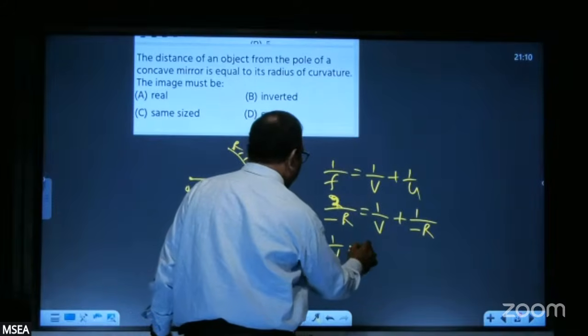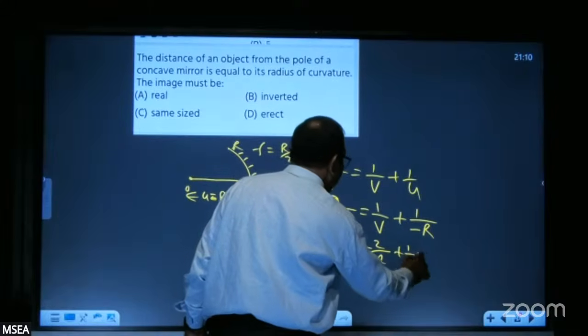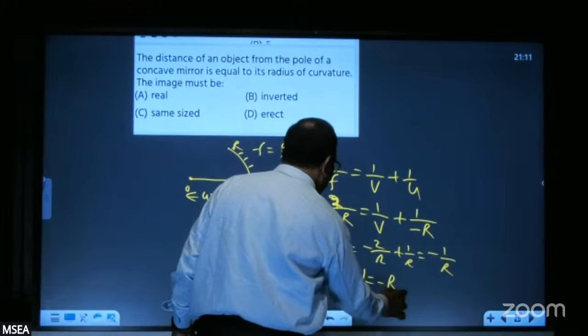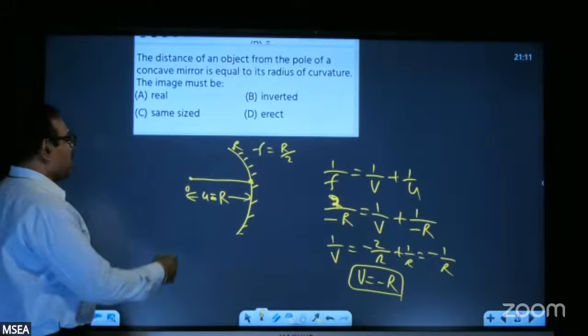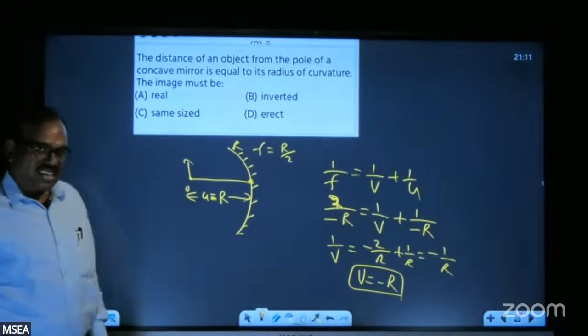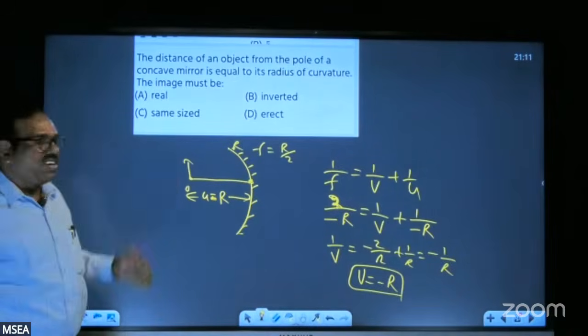Then 1 by v is equal to minus 2 by r plus 1 by r, which is equal to minus 1 by r, so v is equal to minus r. Where do we get the image? The image will form here. This is the standard thing. You can do it like this, or we can do it directly.